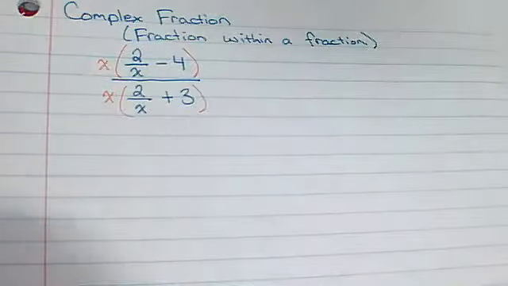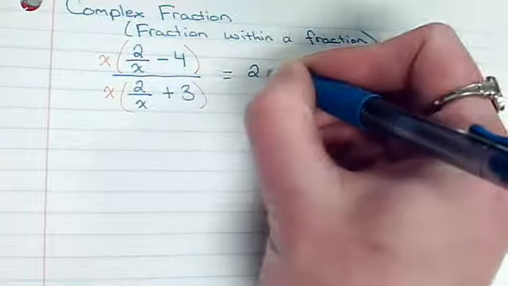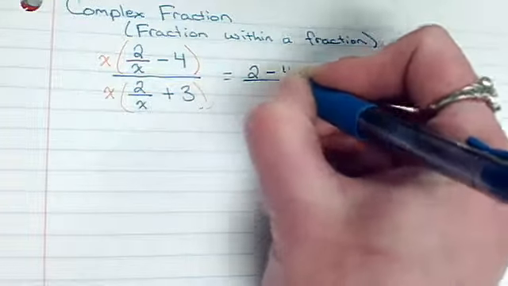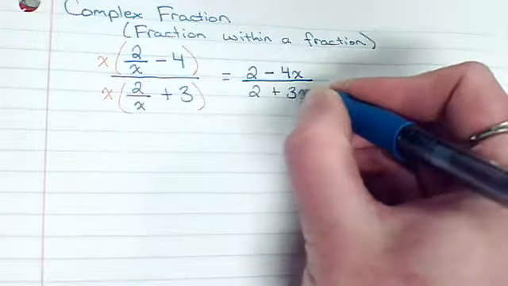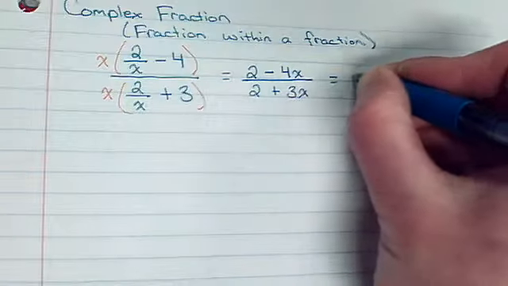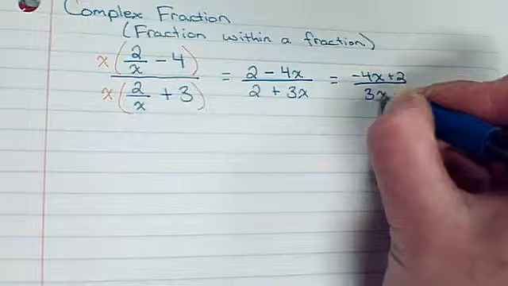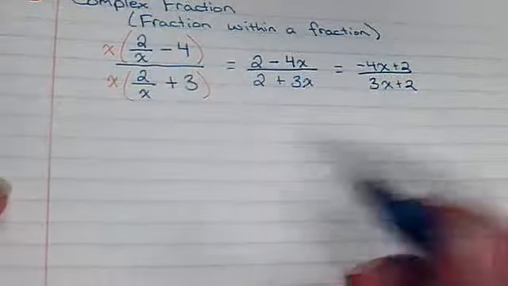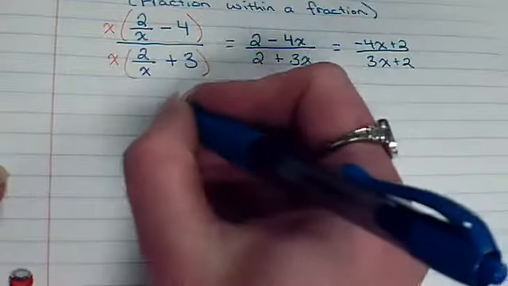Now watch what happens when I distribute that. x times 2 over x is just going to give me a 2 minus 4 times x, which is 4x, over x times 2 over x would just give me a 2 plus x times 3, which is 3x. Now I like to rewrite it a little bit. I like to put the x's first. It doesn't really matter. But that's all you have to do. Now we do not have a fraction within another fraction. Let's look at one that's a little bit more complicated.